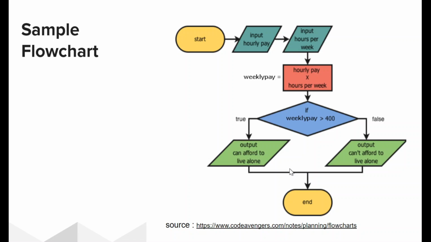Now, showing you this example, we have the sample flowchart. Start, input hourly pay, input hours per week, then compute weekly pay from hourly pay and hours per week. If weekly pay is greater than 400, you go to the true branch, so output: can afford to live alone. Or if it's less than 400, probably you can't afford to live alone, and probably you need to share a room with somebody, or probably stay in your parents' house. I don't know. So this would be a sample flowchart for it.